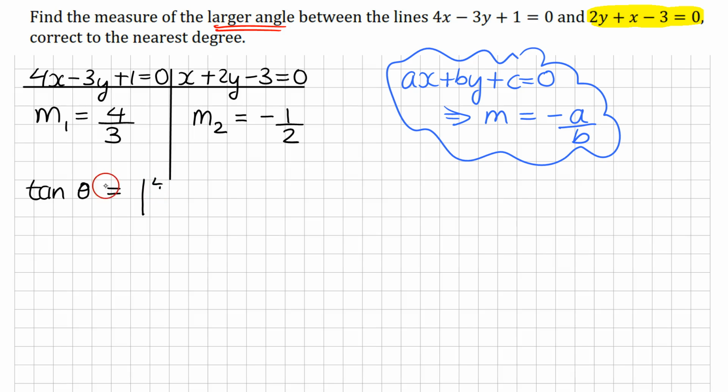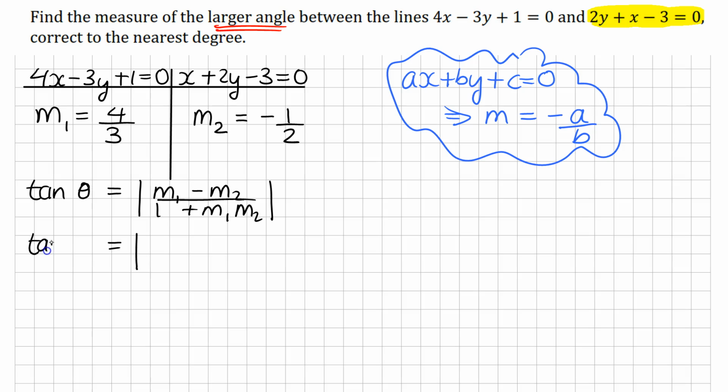Okay, so then I have 4 over 3 minus, well sorry, I'll write down my formula first, so we can watch our signs. So absolute value of m1 minus m2 over 1 plus m1 m2. Okay, so absolute value of m1, which is 4 over 3, minus a half, over 1 plus 4 over 3 times minus a half. I just need a 1 in that position.